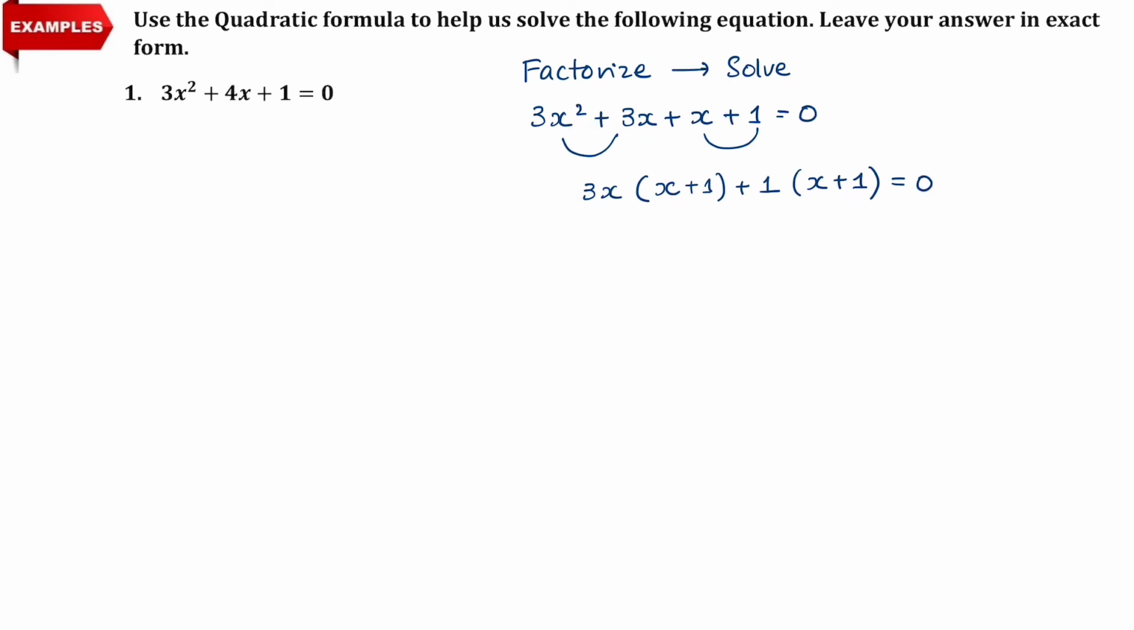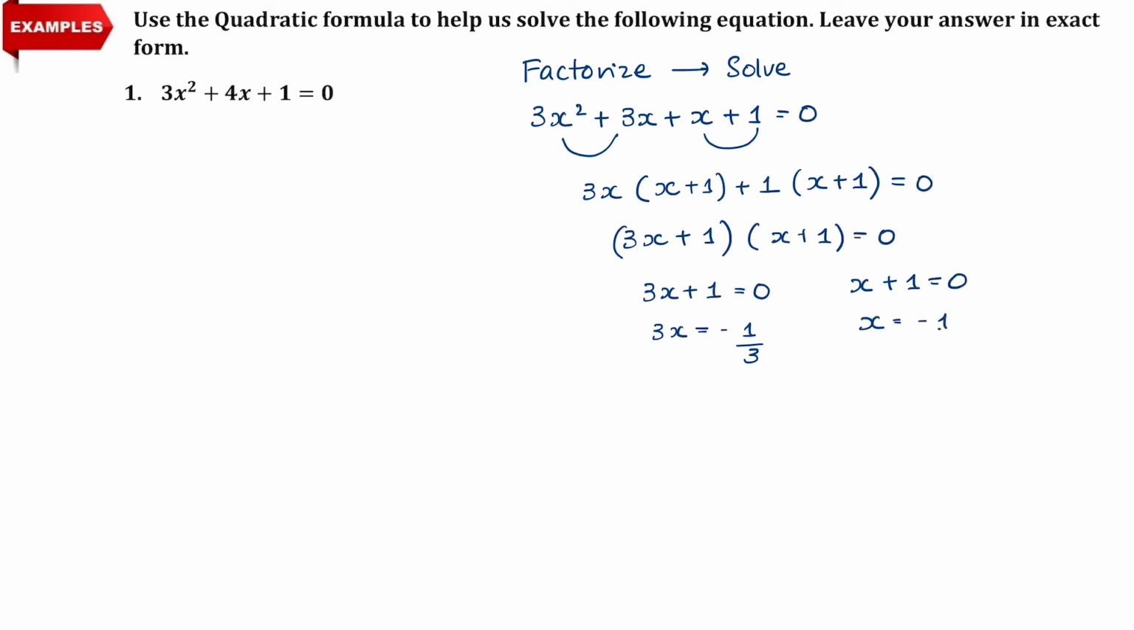So now factorizing this, I've got 3x plus 1 times x plus 1 equals 0. Now solving this using the null factor law, solving my two linear factors, 3x plus 1 equals 0, and then x plus 1 equals 0, leaving me with x is equal to -1 or -1 on 3.